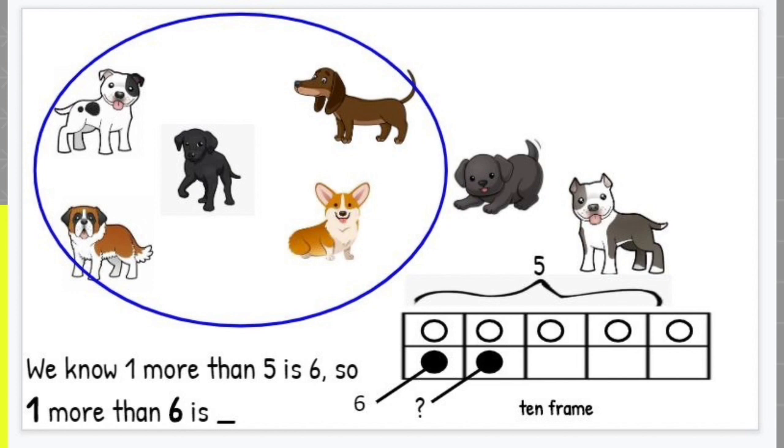Now, let's use our 10 frame to organize our thinking. So that same 10 frame that you already created in our last practice problem, you showed 5 puppies and then 1 more, so we had 6 puppies. Let's add on another circle to show not only that we have 1 leftover puppy, but 2, because we've got 2 puppies outside of our group of 5. We know that 1 more than 5 is 6.